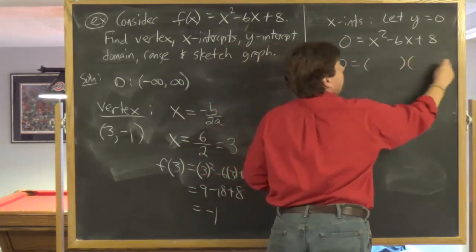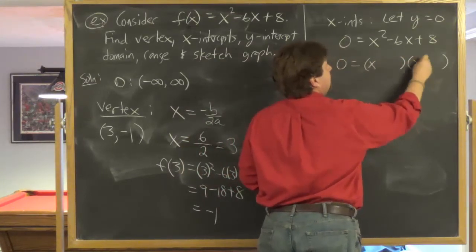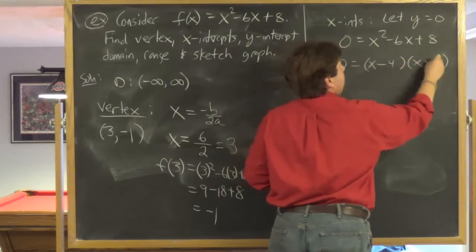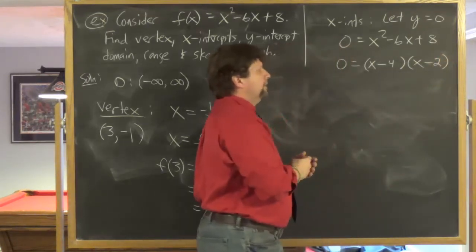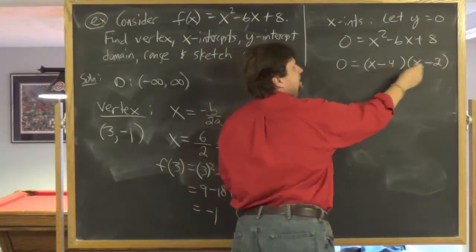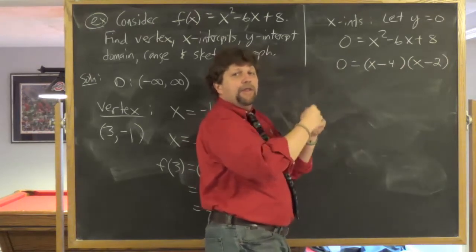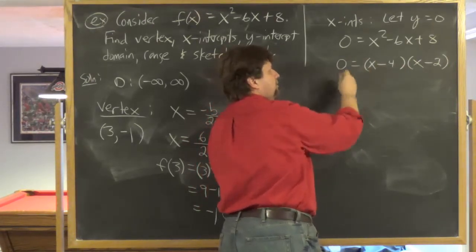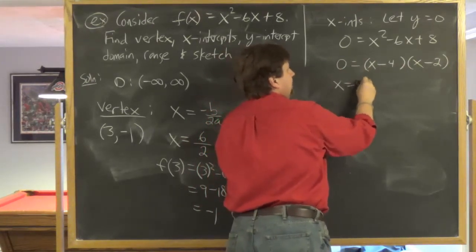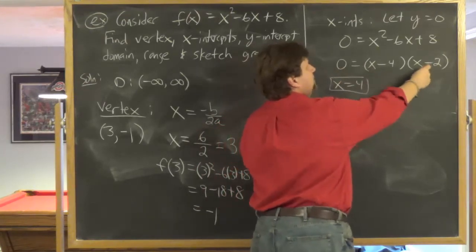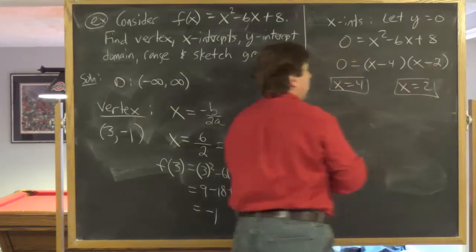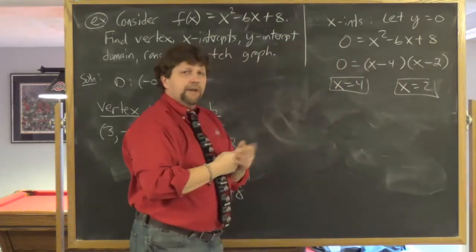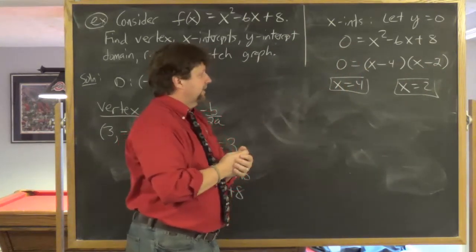I think this factors to x minus 4 and x minus 2, which tells me, I set each factor equal to 0 and then solve. So I have x minus 4 equals 0. That will give me x is 4. X minus 2 equals 0 gives me x is 2. So the x-intercepts are at 4, 0 and 2, 0.